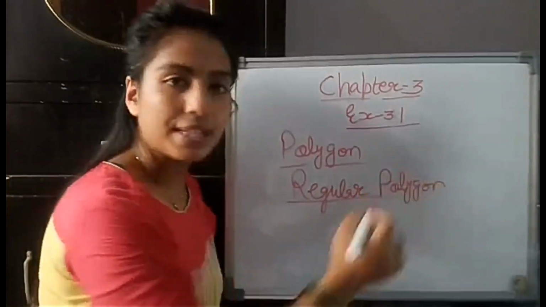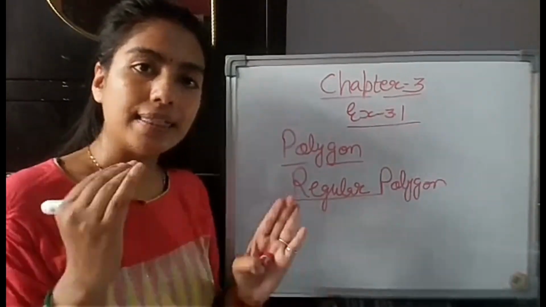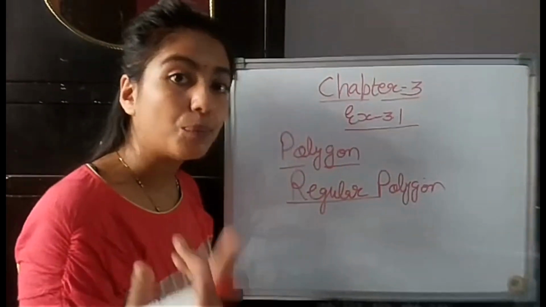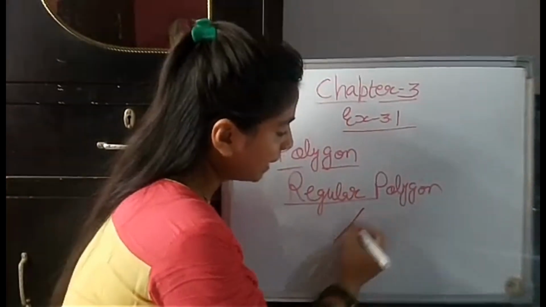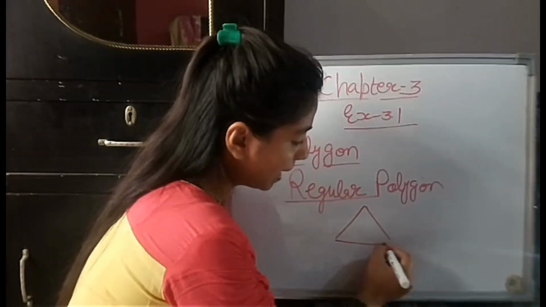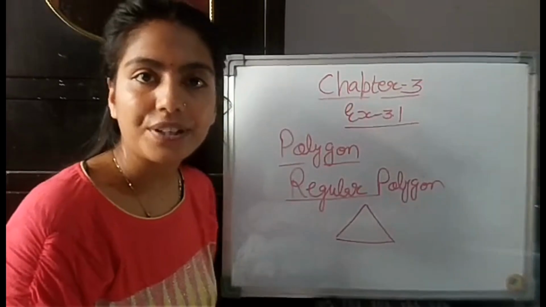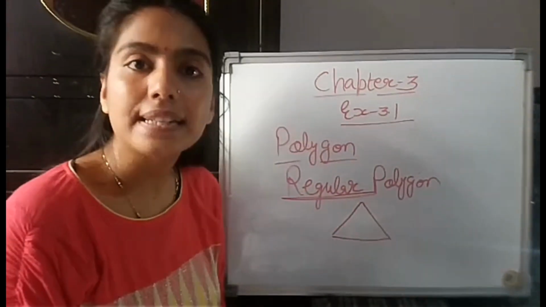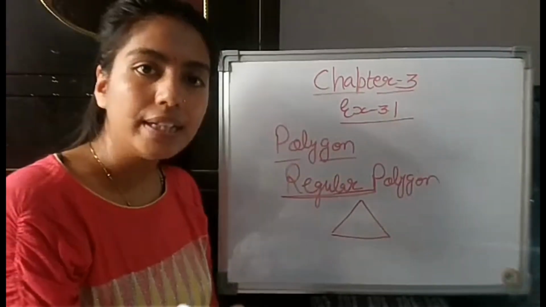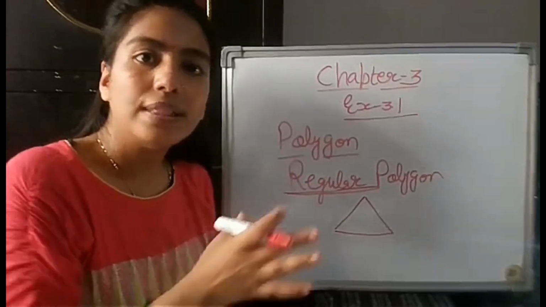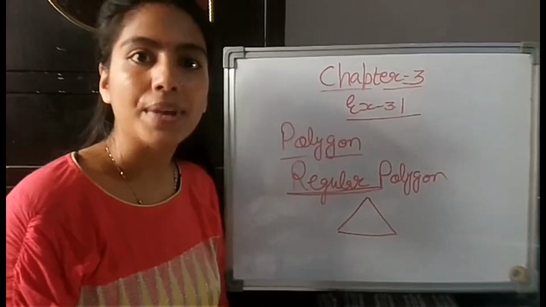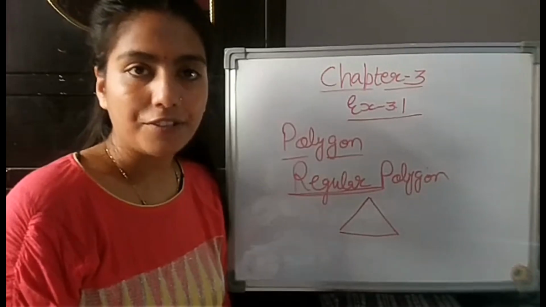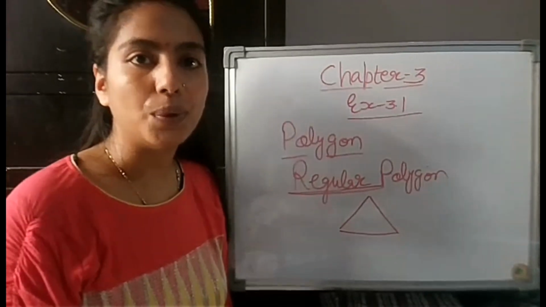See, as the name suggests, regular means any figure, polygons having more than two sides. Let's say I'm taking three sides, that is a triangle, and I'm going to take an equilateral triangle. Why? Because I'm talking about regular polygon. What is regular polygon? In the polygon, if all the sides and all the angles are equal or same, that polygon is called regular. If it is not, then it is called irregular polygon.